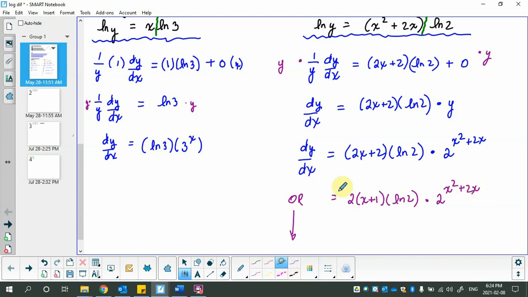And then that 2 is actually a 2 to the 1, and all this is being multiplied together. So we've got a bracket of x plus 1, a bracket of ln 2, I'm going to take out the dot, and a bracket of 2 to the x squared plus 2x, and when you're multiplying with the same base, you add exponents, so you could do that.